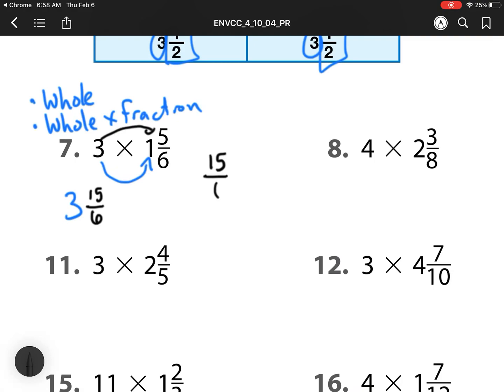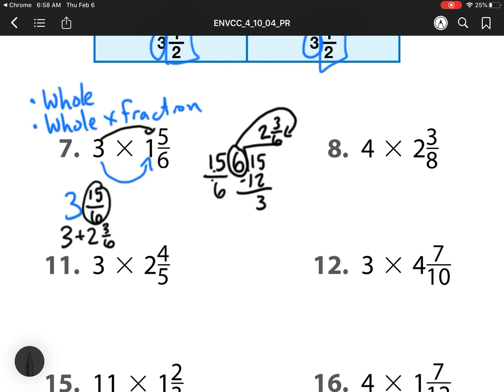Remember, I can always think of 15/6 as a division sign, so I would have 15 divided by 6. 6 goes into 15 2 times. Multiply and get 12. Subtract, I have leftover of 3. So I have 2, and remember, this is my group size, which is how many pieces I need to make a whole, 2 3/6. So I have 3 plus 2 3/6, because that's what this 15/6 equals, which then becomes 5 wholes and 3/6, which I can then divide by 3, and get 5 1/2. So my final answer is 5 1/2.